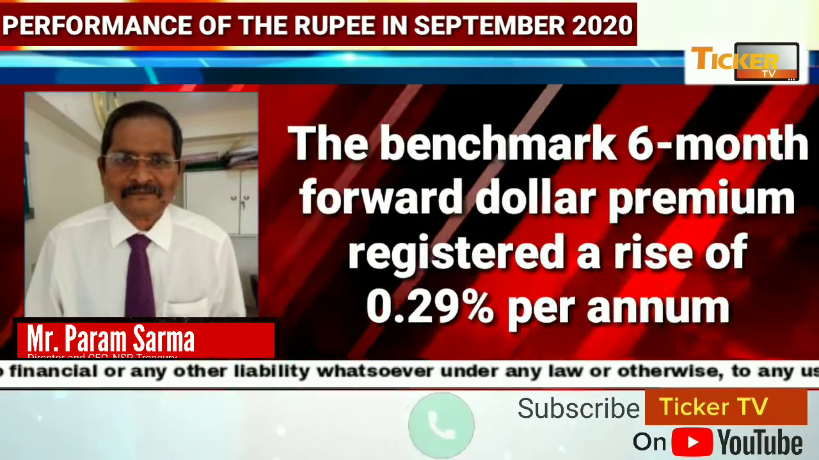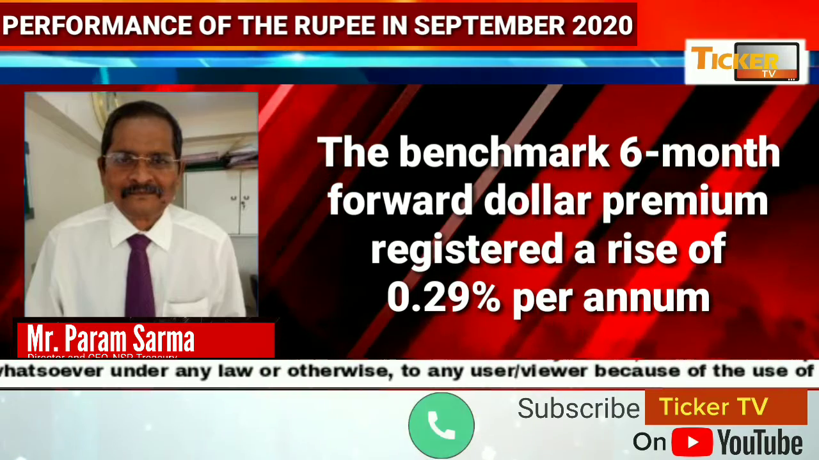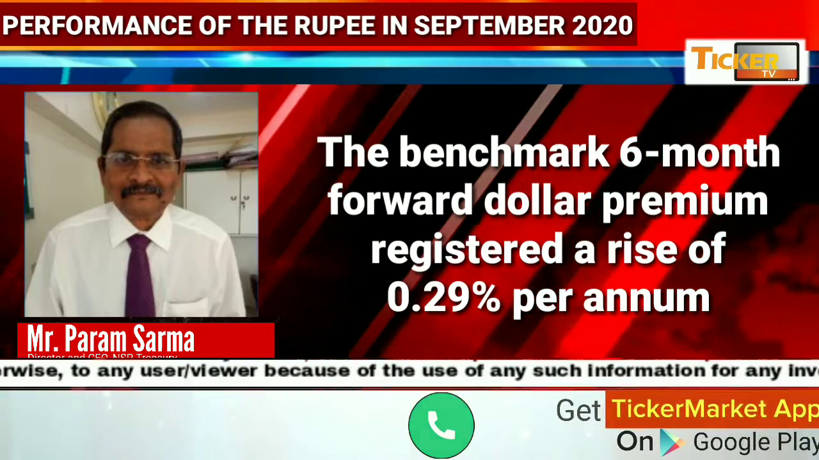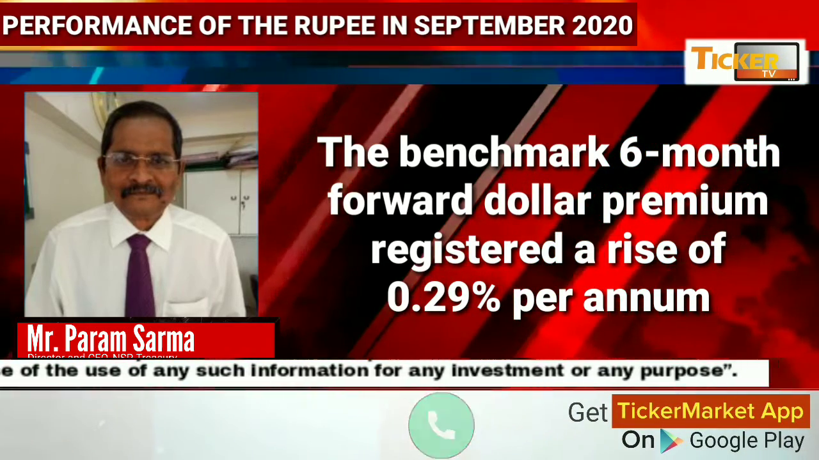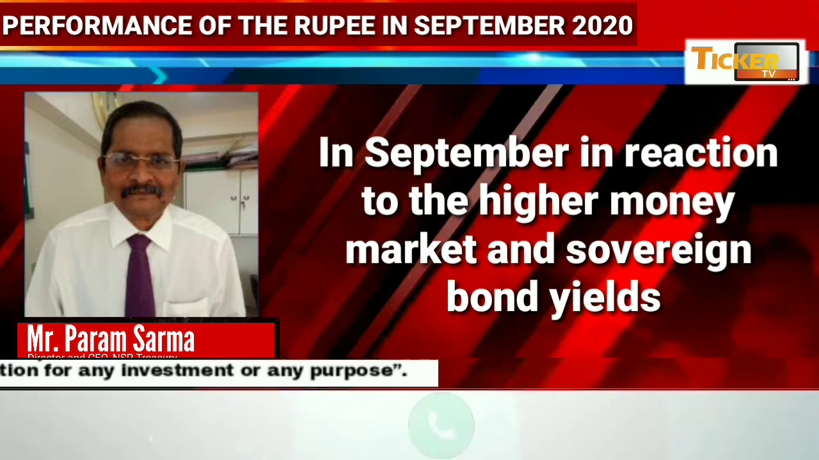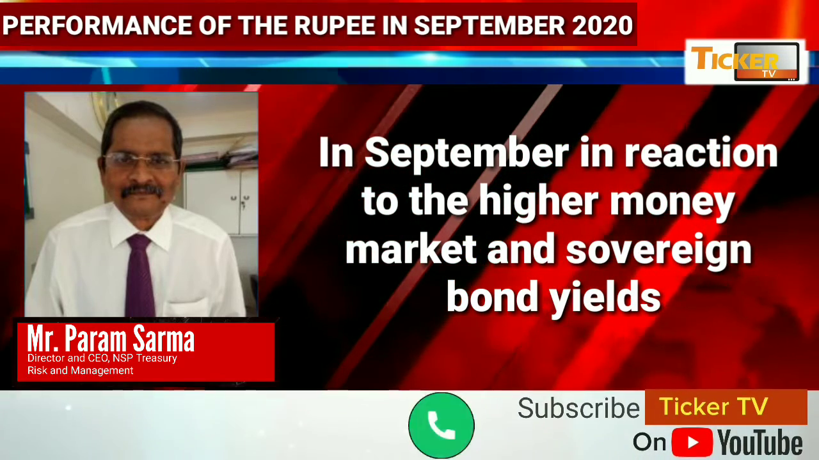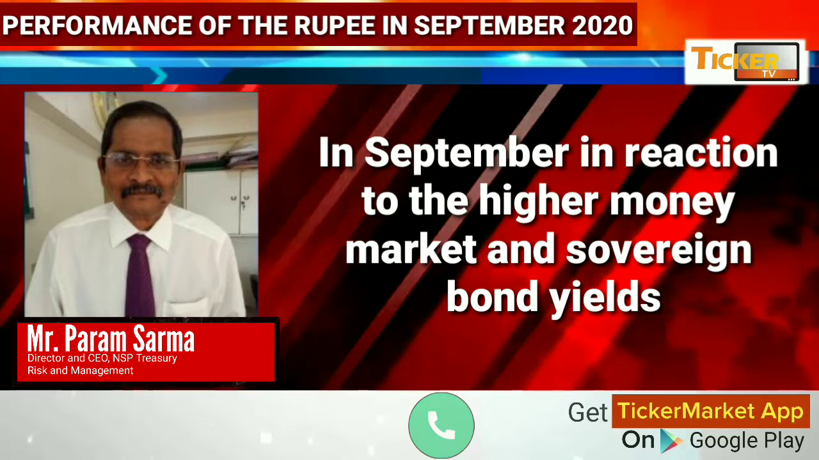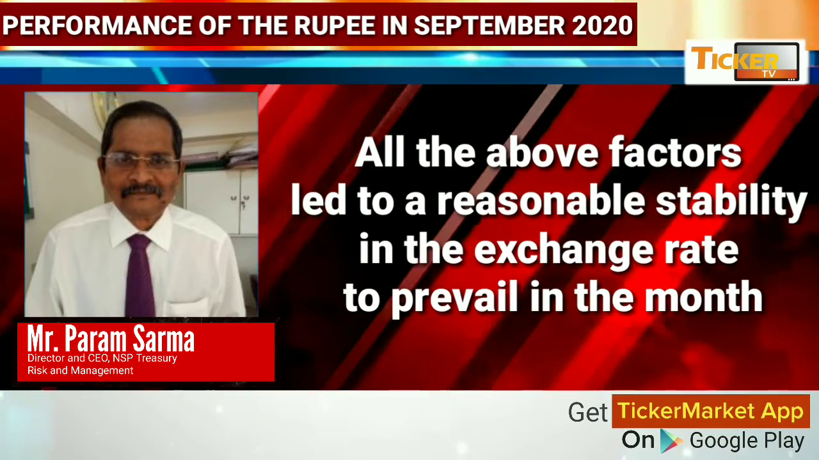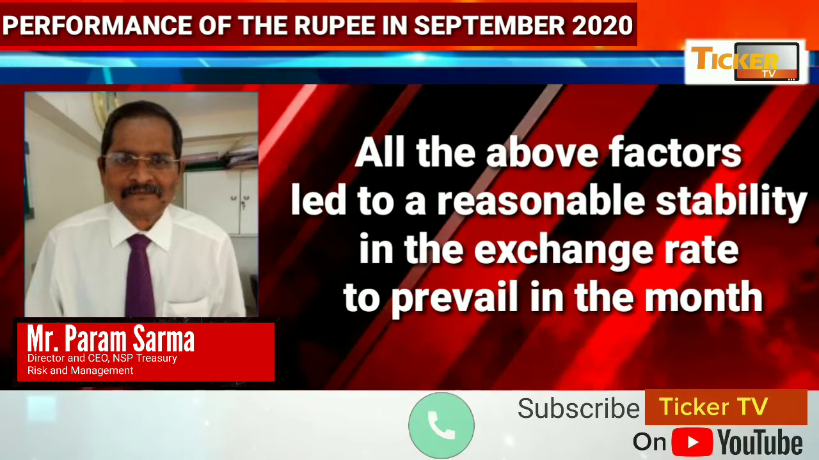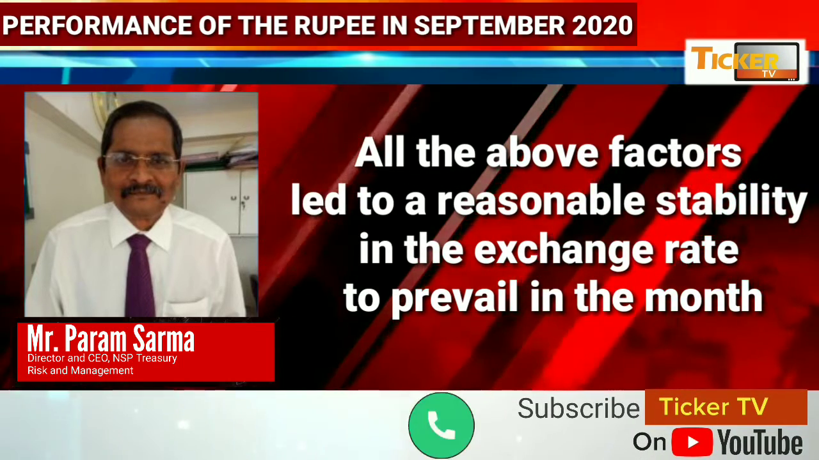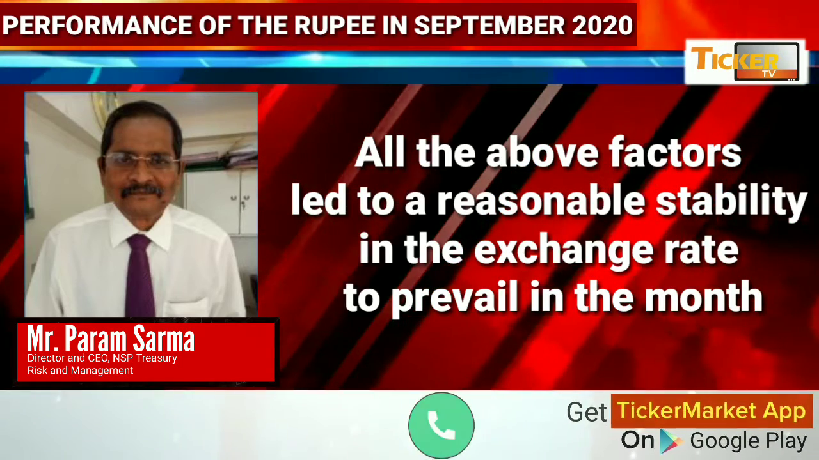The benchmark 6-month forward dollar registered a rise of 0.29% per annum in September in reaction to the higher money market and sovereign bond yield. All the above factors led to a reasonable stability in the exchange rate to prevail in the month.